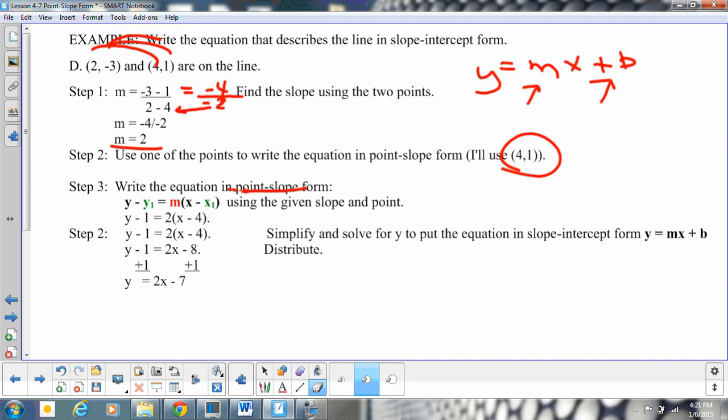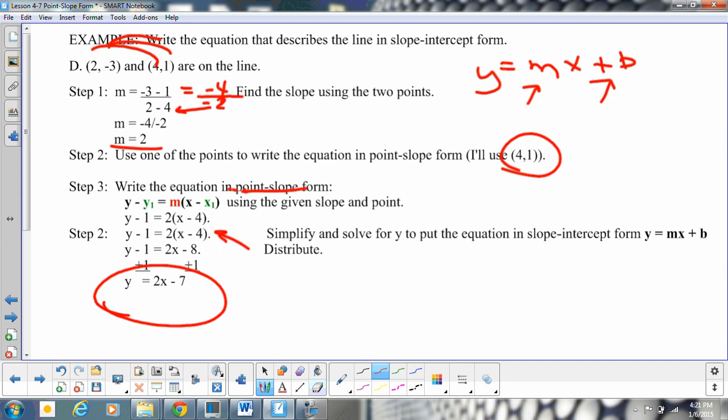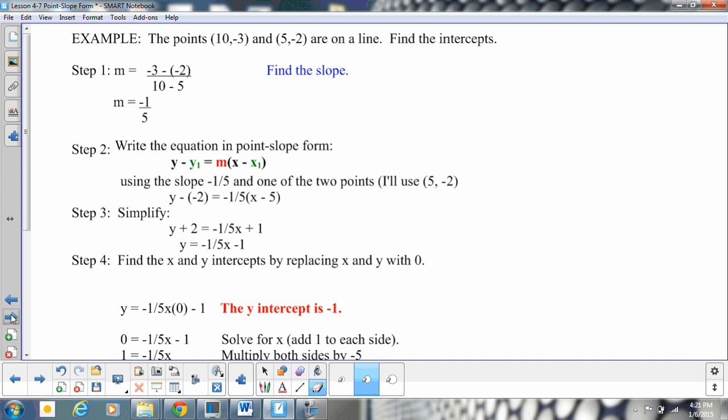Okay, so now I need to simplify, solve for y, and I have my equation in slope-intercept form. How did I do that? Well, I distributed the 2. So that gave me y minus 1 equals 2x minus 8. I added 1 to each side, giving me y = 2x - 7. That's my equation in, yes, slope-intercept form. Well, we do have a little bit more.